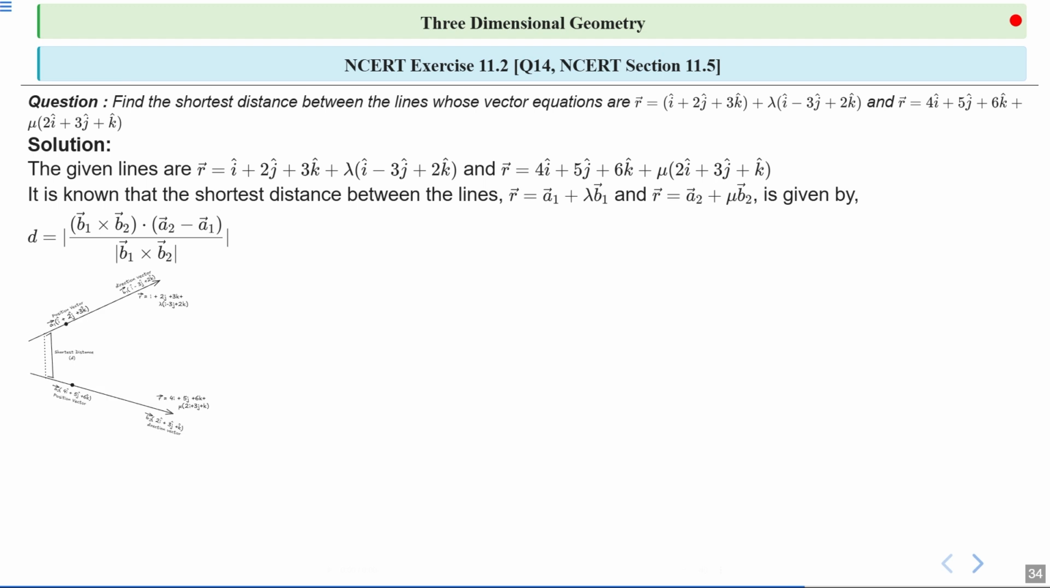So here is the diagram to help visualize the situation, right? The image shows two skew lines in space and the shortest distance between them, which is the length of the perpendicular segment connecting the two lines, okay?